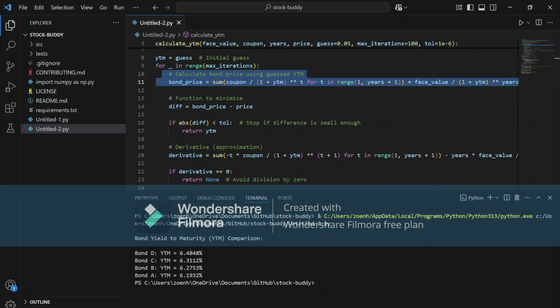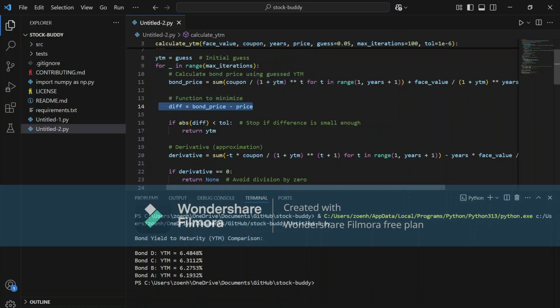This means that we are trying to calculate the bond price. So we calculate the price of the bond using the guessed YTM. The formula adds up each yearly coupon payment and the final face value.